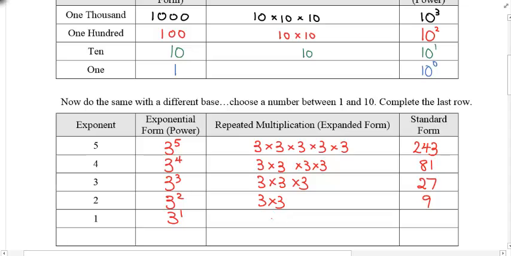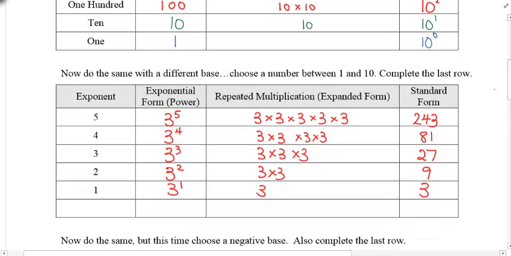Here we go, 3 to the power of 1, that's just 3. Now, what do you think my next row would be? Looking for patterns here: 5, 4, 3, 2, 1. Did you say 0? So the exponential form: 3 to the power of 5, 3 to the power of 4, 3 to the power of 3, 3 to the power of 2, 3 to the power of 1, 3 to the power of 0. No 3s at all. And what do you think the standard form would be? Notice to get from one row to the next, I'm just consistently dividing by 3. If you want to follow that pattern, what's 3 divided by 3? 1. So 3 to the power of 0 is also 1.